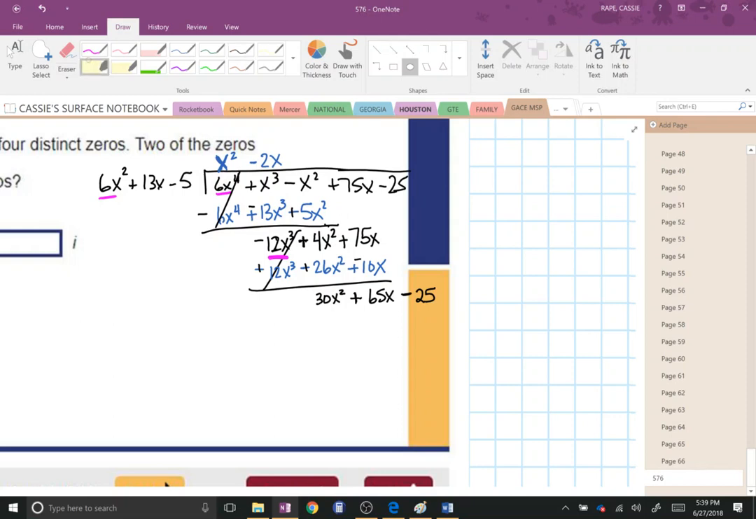So again, pay attention to those first terms. How many times will 6x squared go into 30x squared? Or maybe a better way to think about it is, what can I multiply 6x squared by to get 30x squared? And hopefully you see that you could just multiply it by positive 5. All right, and that's because positive 5 times 6x squared is 30x squared.